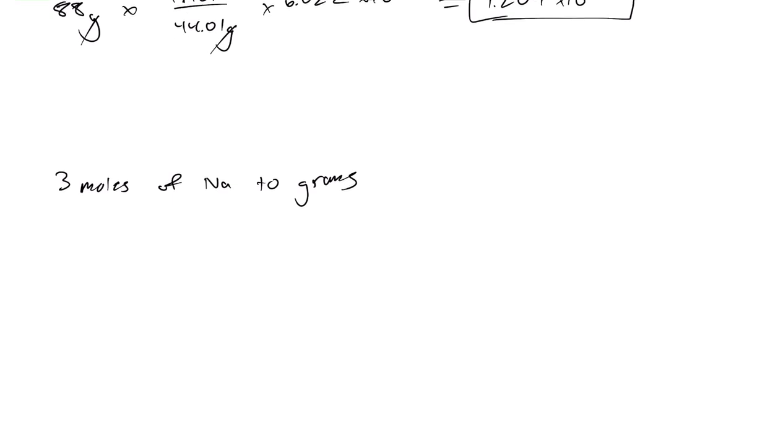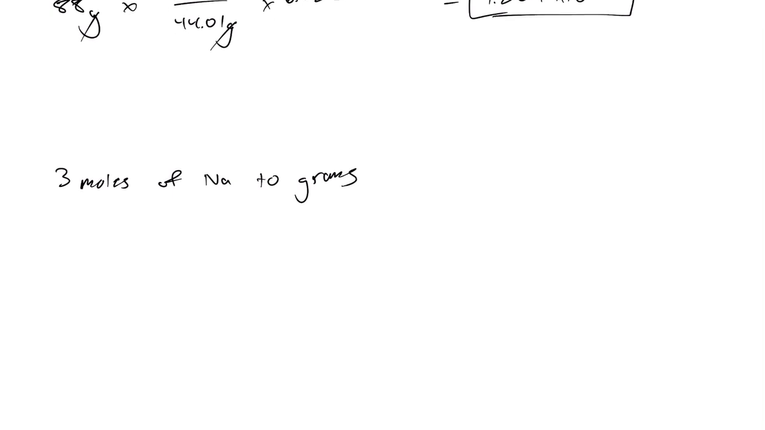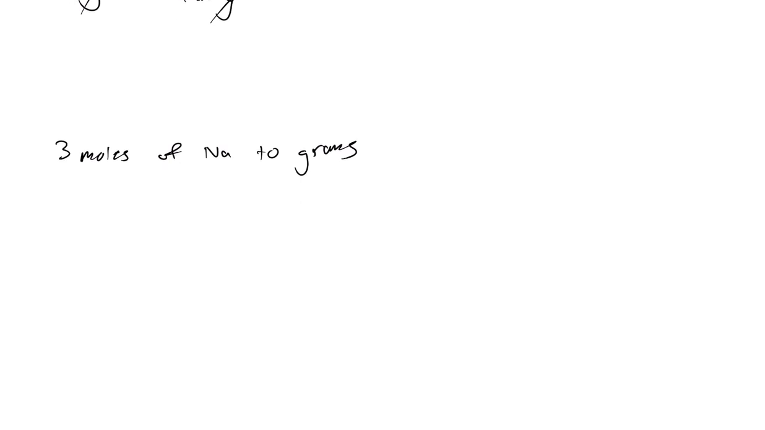And then for the last problem here, 3 moles of sodium to grams. So we take our 3 moles, and then we multiply it by the molar mass, but we keep moles on the bottom. That way the moles will cancel. And then the molar mass of sodium is 22.99. The moles cancel, and we're going to be left with 68.97 grams.